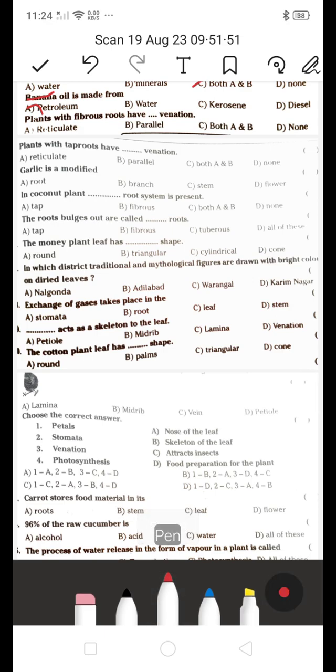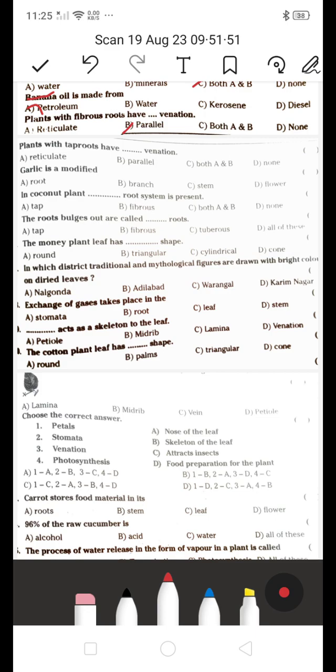Plants with fibrous roots have dash venation. Is it reticulate, parallel, both A and B, or none? Which is the right answer? Plants with fibrous roots have B, parallel venation. Examples of parallel venation are grass and rice.